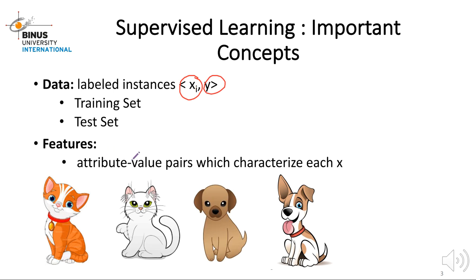Features, what is features? Attribute value pairs, which characterize each data. Okay, attributes means something that can describe your data. For example, in your data sets here, we have the attribute ear, for example. Ear equals pointy. How about this one? Okay, the same, ear equals pointy. This one, ear equals long. This one, round and big, for example. So everything that can describe your data is called features.